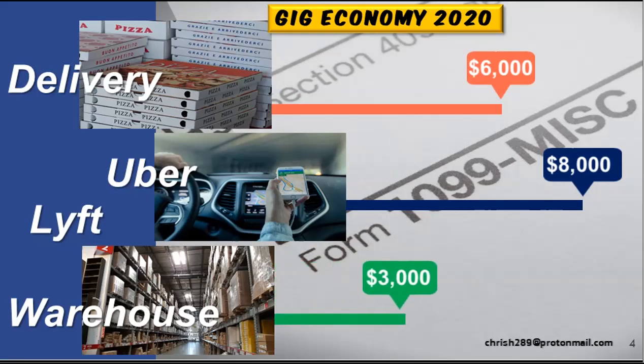If you receive over $6,000 for delivering food and beverages such as Doordash or any of those other menu services, you can make about $6,000 annually. If you're a driver, you could become a driver for Uber or Lyft or Via or any one of those app programs, and you could make about $8,000 per year. If you work in, let's say, a big box store, a warehouse, you're more than likely a W-2 employee, even part-time, and you can make about $3,000.